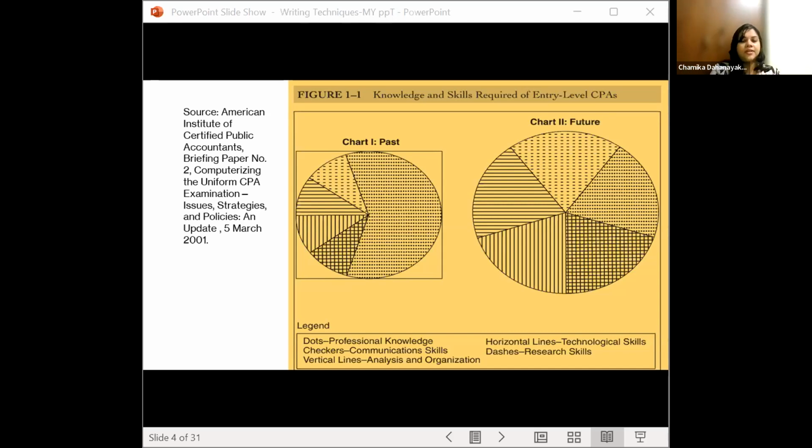Nadira, good effort, Nadira, right? But there are many mistakes in your writing.